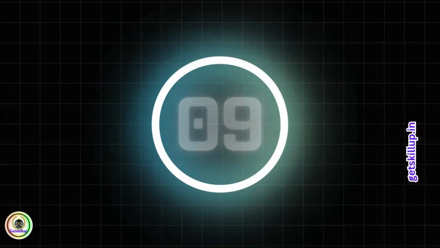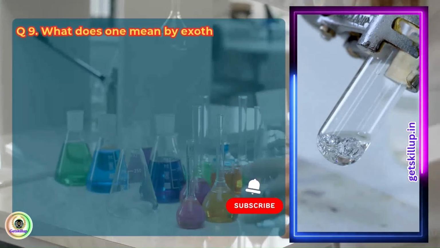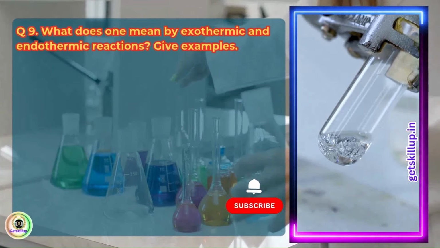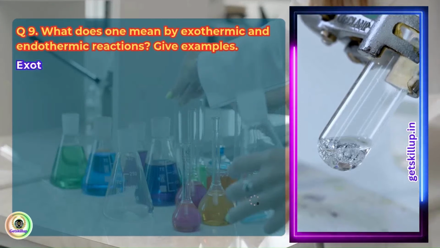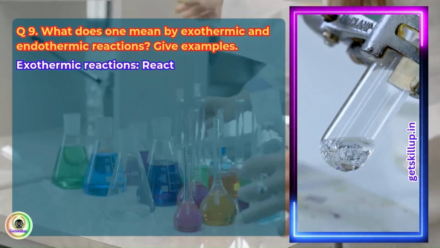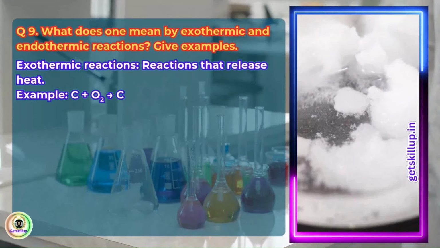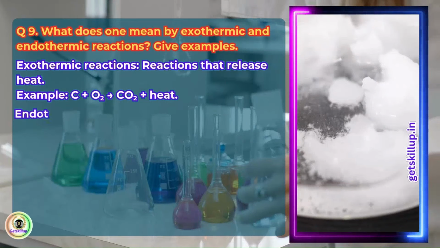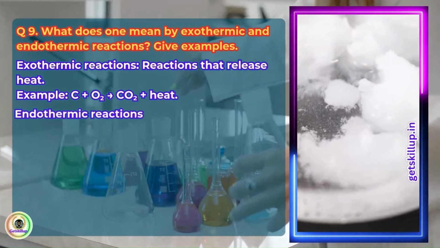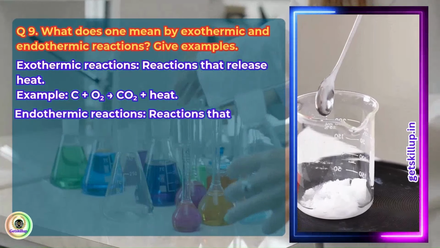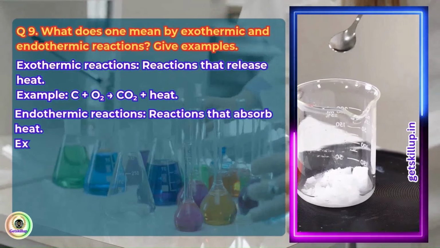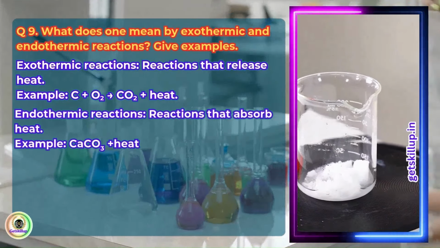Question 9. What does one mean by exothermic and endothermic reactions? Give examples. Exothermic reactions: reactions that release heat. Example, C plus O2 gives rise to CO2 plus heat. Endothermic reactions: reactions that absorb heat. Example, CaCO3 in presence of heat gives rise to CaO plus CO2.